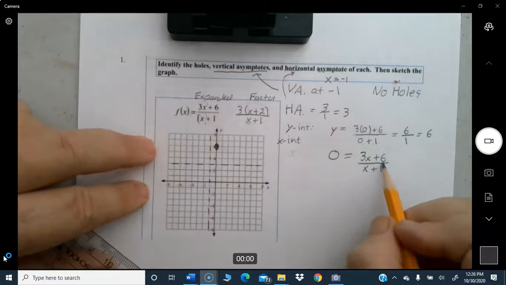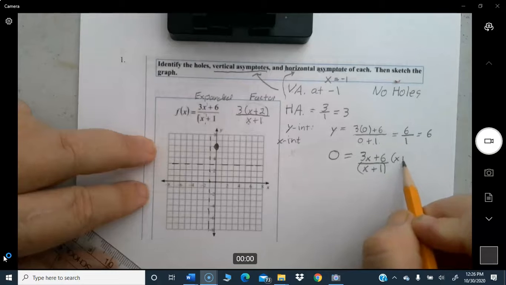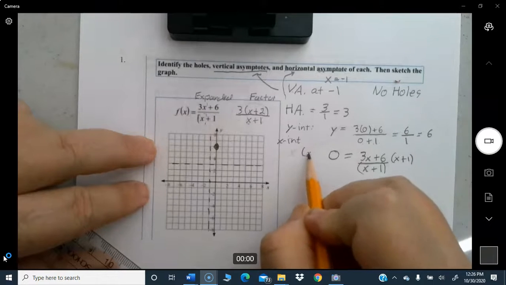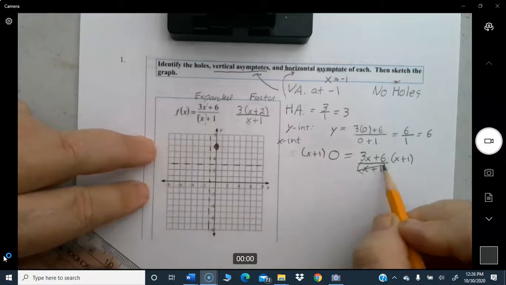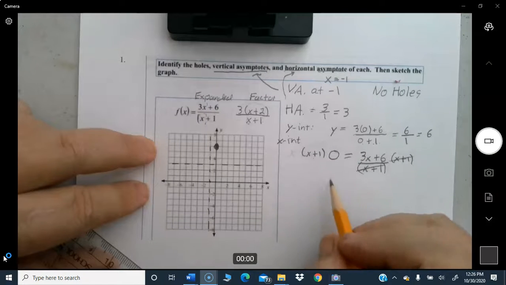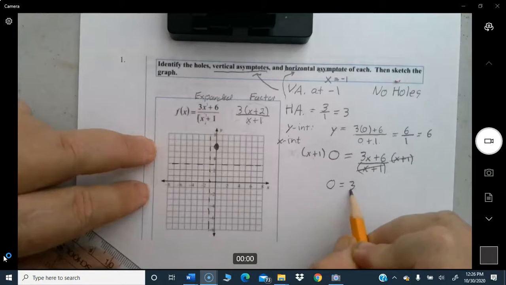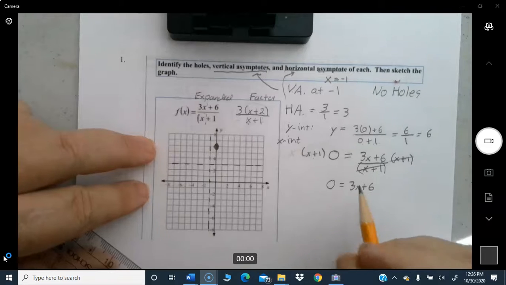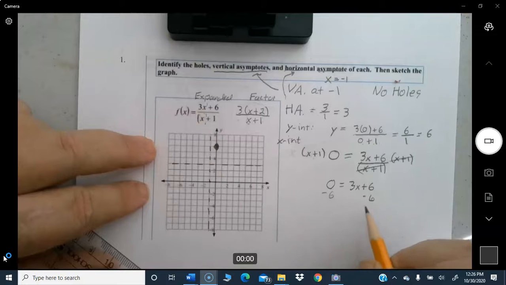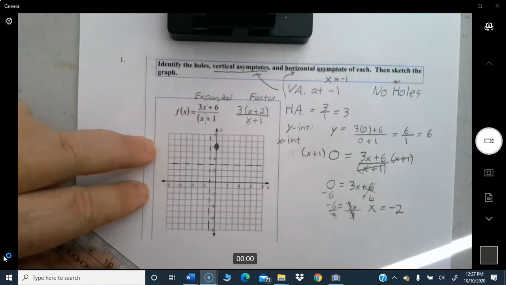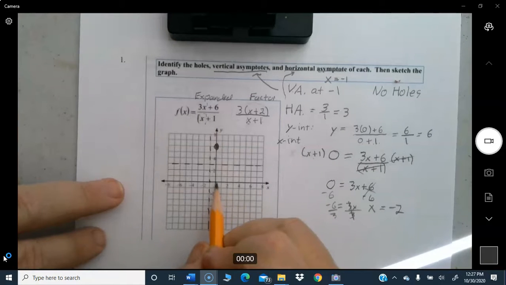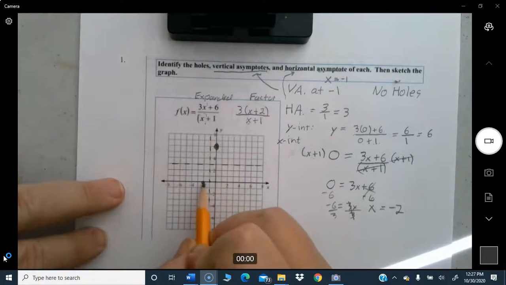I'll write it up a little higher here. Okay, so what we do is what I said before. You just multiply the top of this side by x plus 1, and you multiply the top of this side by x plus 1. This cancels with this. And 0 times this is just 0. So you end up with 0 equals 3x plus 6. Subtract 6 from both sides and divide by 3. Some of you may not remember how to do your algebra there. So it's going to be negative 6 equals 3x. Divide both sides by 3 now. Cancel, and you end up with x equals negative 2. Okay, so the x-intercept is going to be at negative 2. So I'm going to go back 1, 2. It's right there.